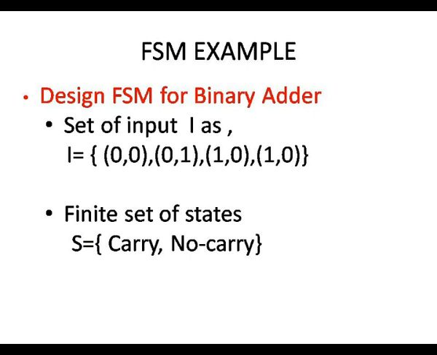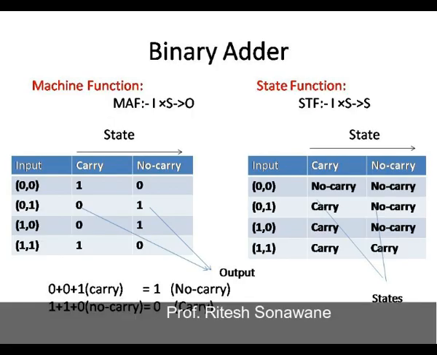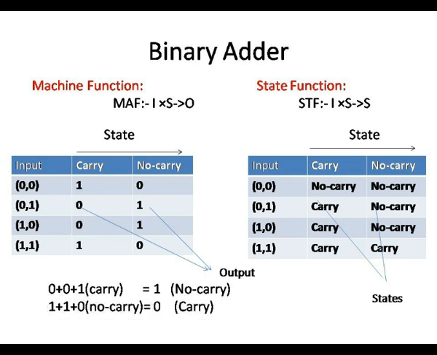At a given time, the machine may be in one of the two states, carry or no carry, depending on the result of the previous addition. Initially, the machine will always be in no carry state. Now the table shows the machine function table and state function table. The machine function is I × S, which produces the output O, and the state function is I × S, which produces the states.